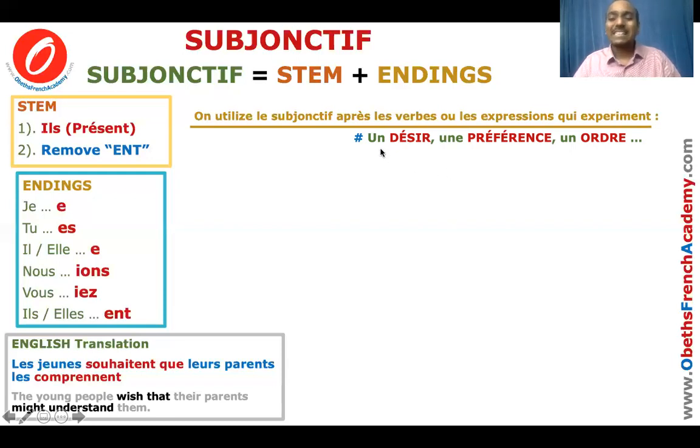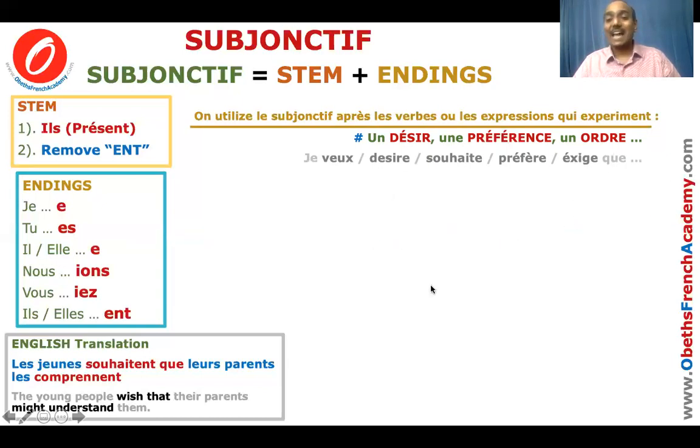Now let me give you some examples of those expressions that talk about desire or preference or order. So, je veux que. The expression always ends with the word que. The translation for que is that. So what is je veux que? I wish that. Je désire que. I desire that. Je souhaite que. I wish that. Je préfère que. I prefer that. J'exige que. I insist that.